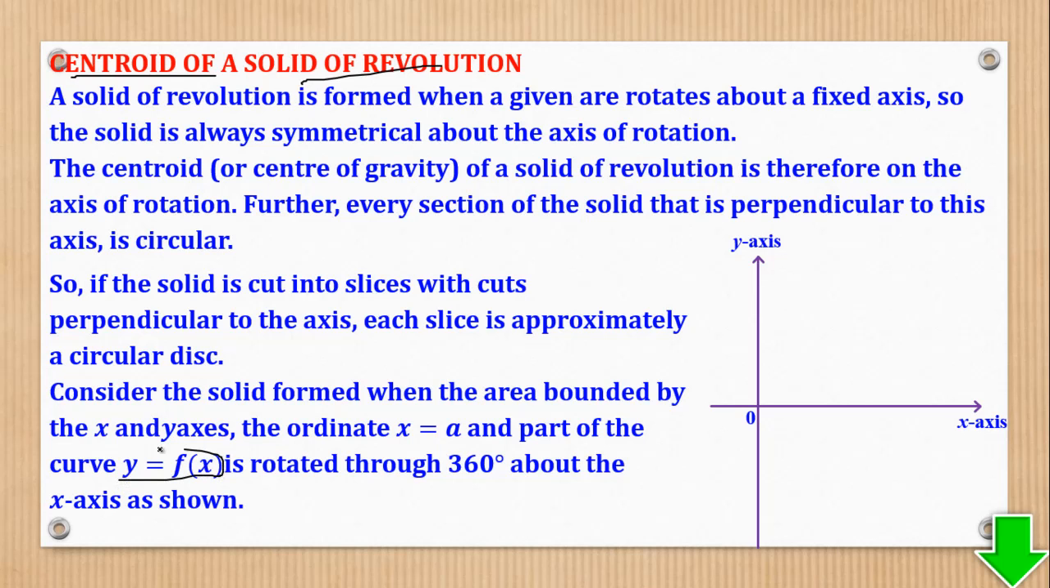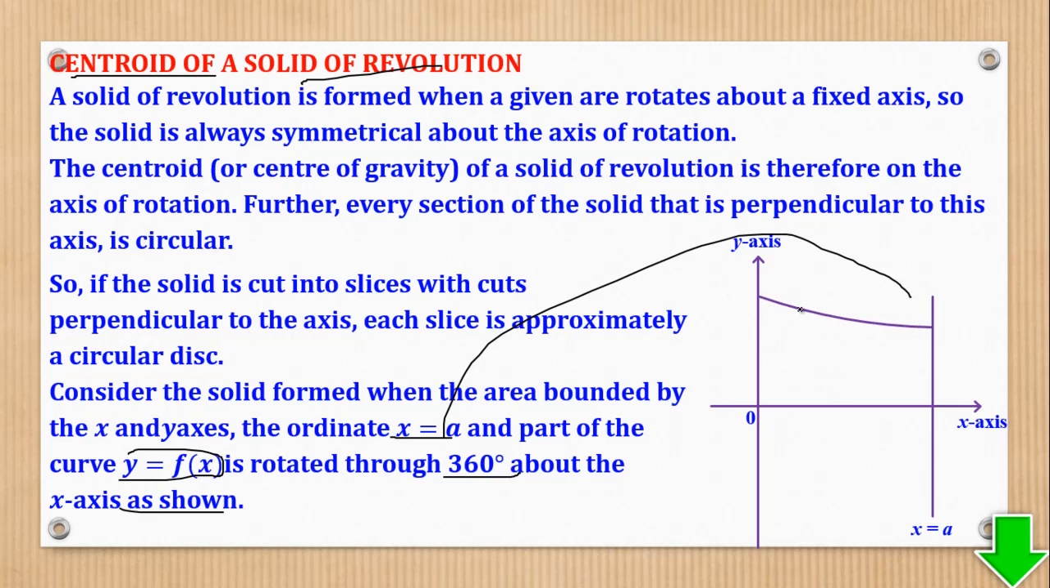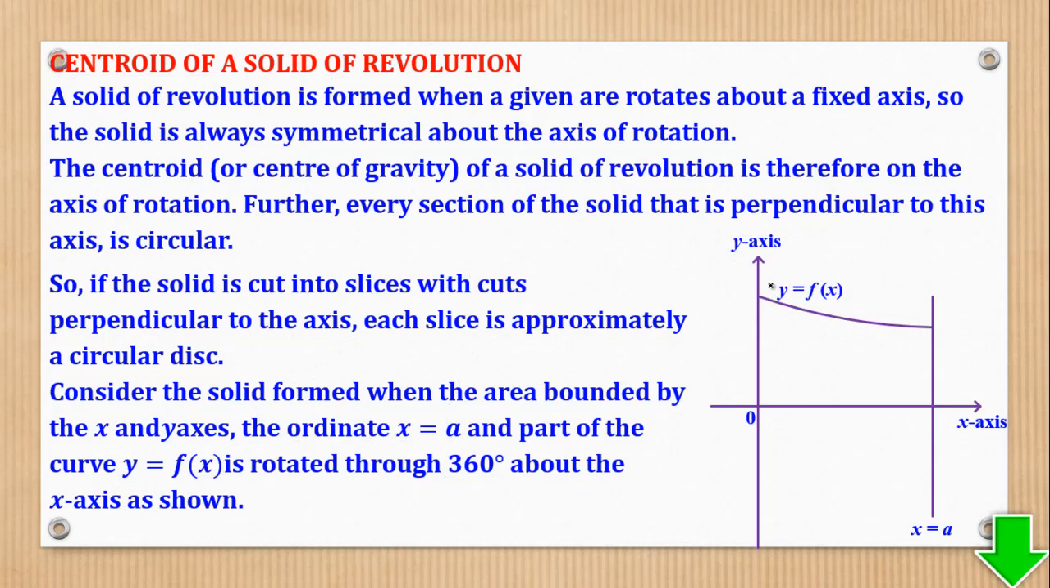So let's consider a curve y equal to f(x) rotated through 360 degrees about the x-axis as shown above, and the ordinates x equal to a, which is here. Then the curve y equal to f(x), which is there. Then you rotate it through 360 degrees about the x-axis to get this. So that is the whole figure they want.